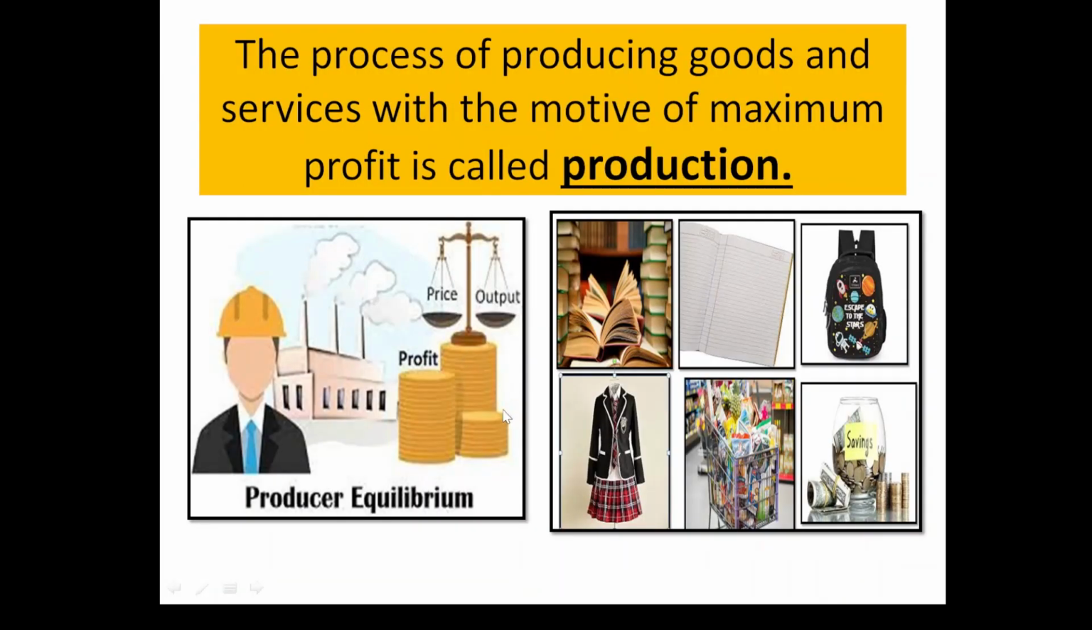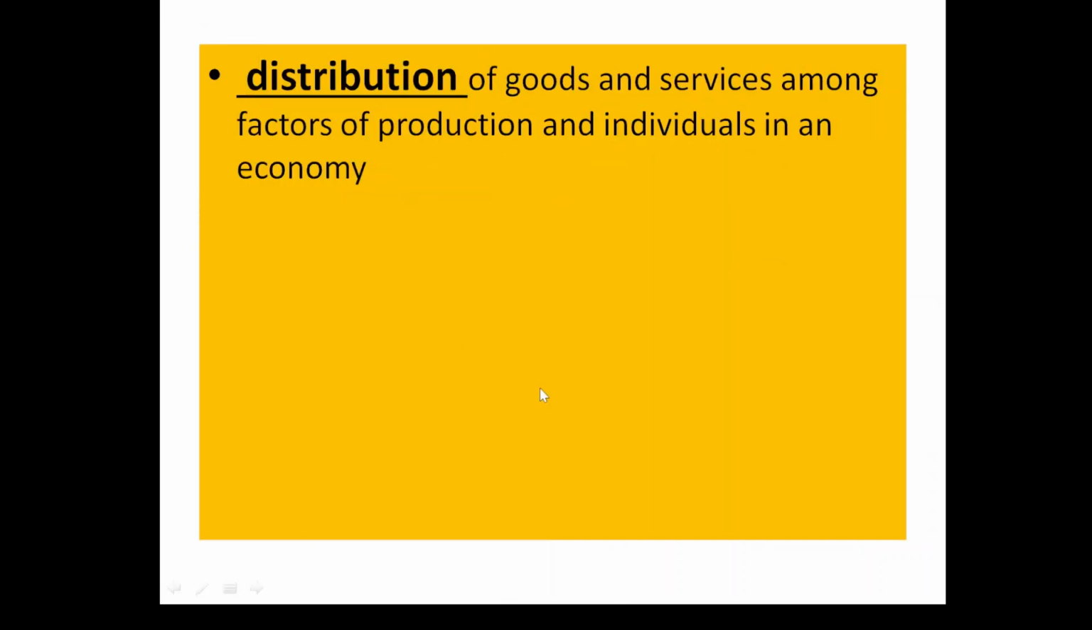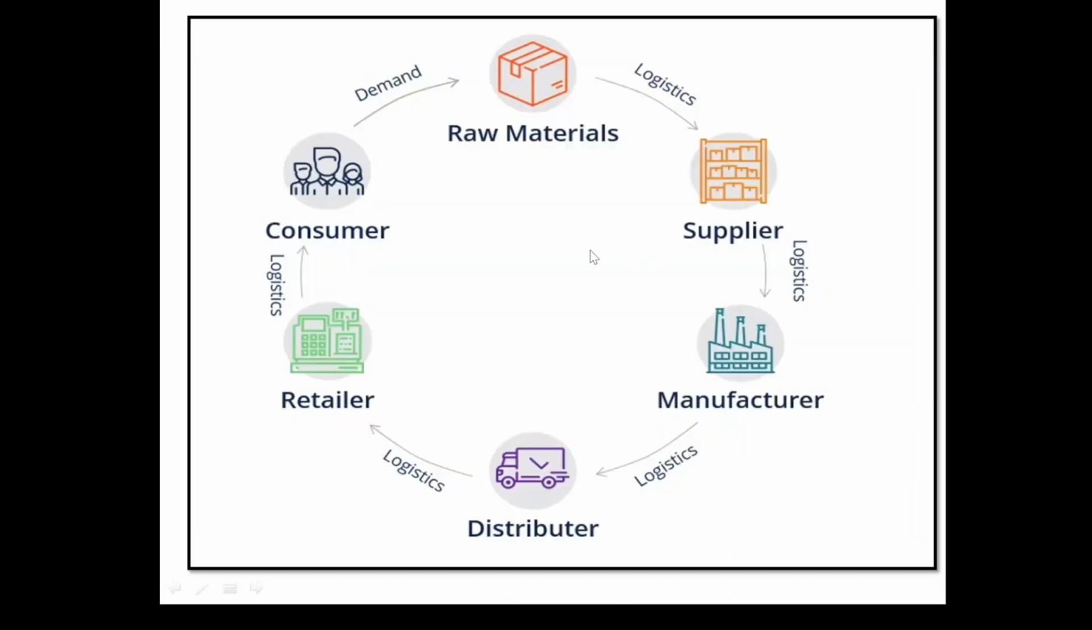Next, the process of production. We know that the producer or the manufacturer produces the goods and services. And the motive behind production of goods and services is profit. Then the distribution of goods and services. Once the goods are manufactured by the manufacturer, they go to the distributor, and are then transported to the retailer. And from the retailer, we buy the goods.